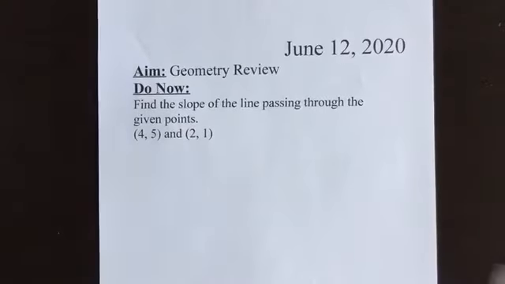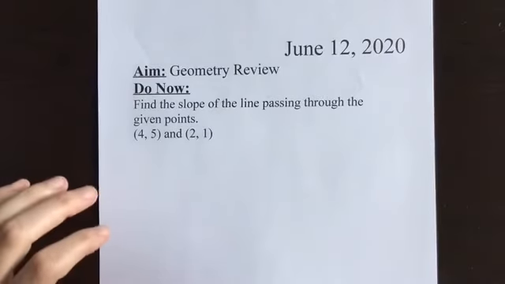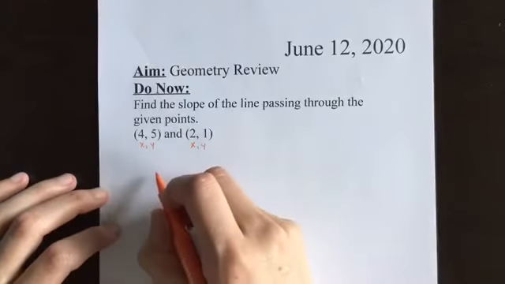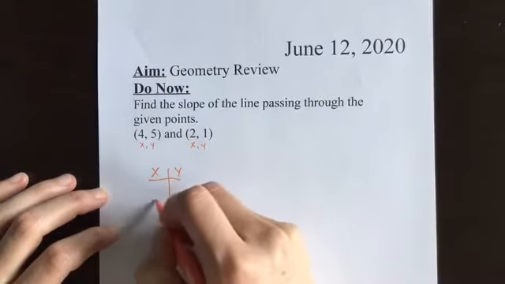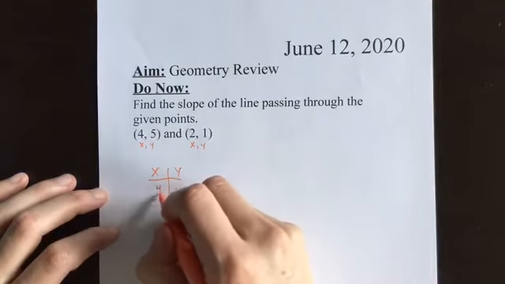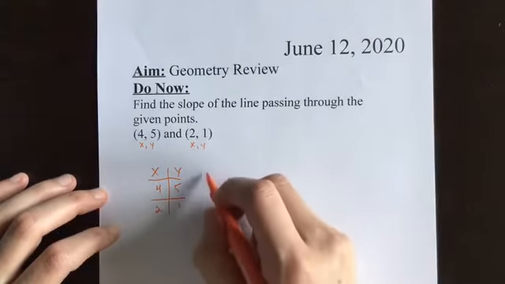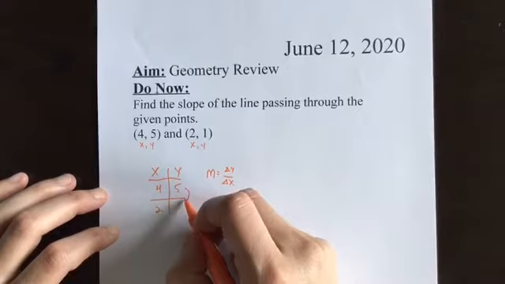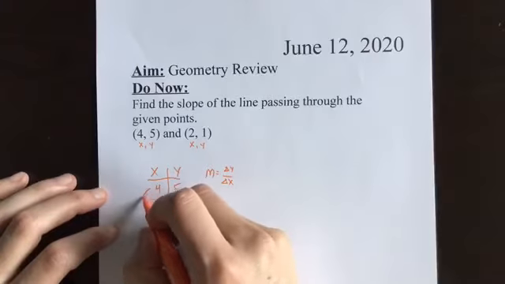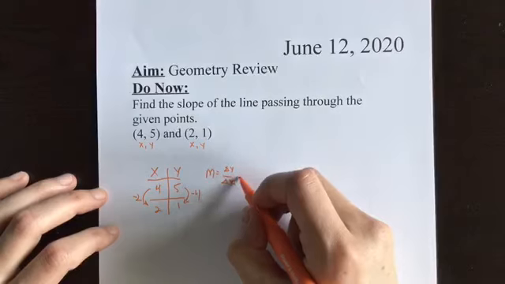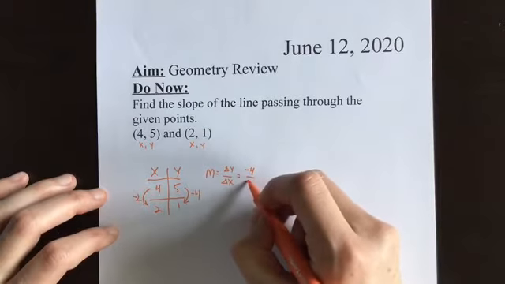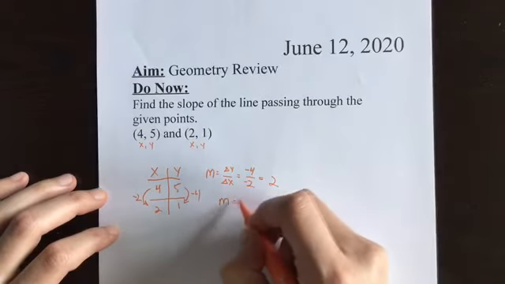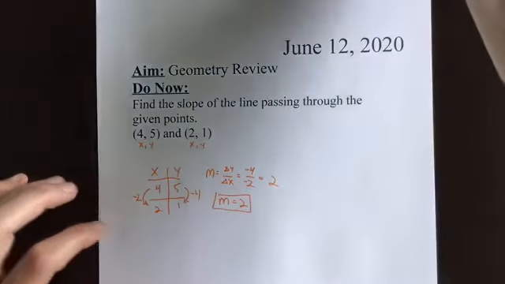Our do now, we're going to review finding the slope of a line that passes through 2 points. Remember, we've got an x and a y, an x and a y. One method is to use the table method, where we put our points in the table x, y, so 4, 5, 2, 1. Now we think of slope as the change in y over the change in x. So we look for our change in y. It's going down 4. Our change in x, down 2. So our change in y over change in x would be -4 over -2, which reduces to +2. So we'd say our slope is +2.